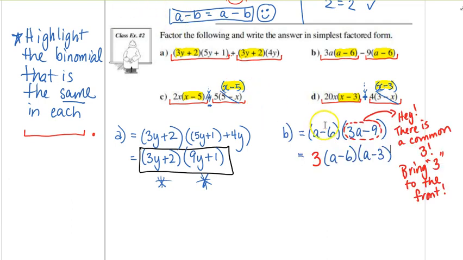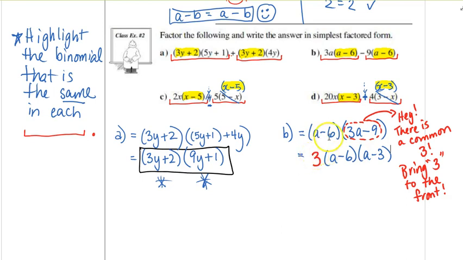Okay, let's see. Hopefully you got this first line here. But this is what's kind of different about this: my binomial, what was left behind, 3a minus 9, there was something common. There was a 3. And we want to bring all things common to the front. Since it's a monomial, think of monomials as the little kids of the polynomial. The little kids get to come to the front. So we don't want to put the 3 in between the brackets. We want to bring it all the way to the front because it's a monomial.